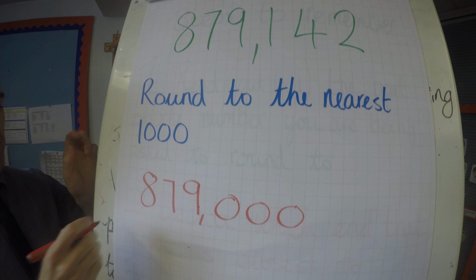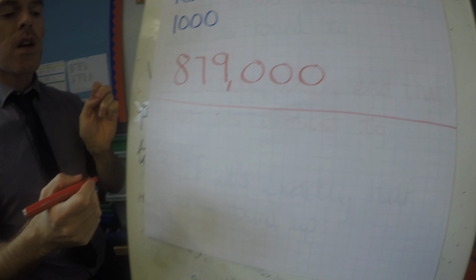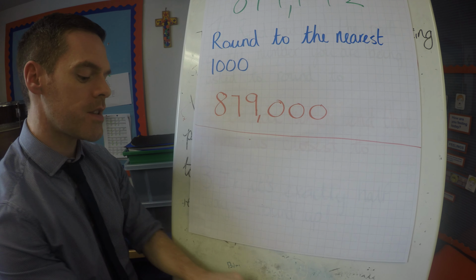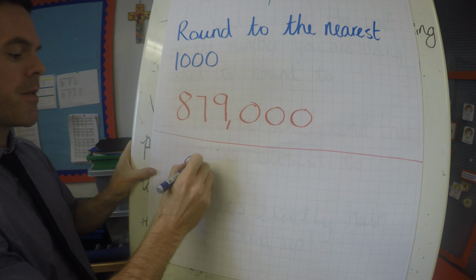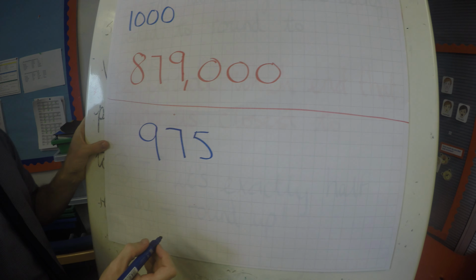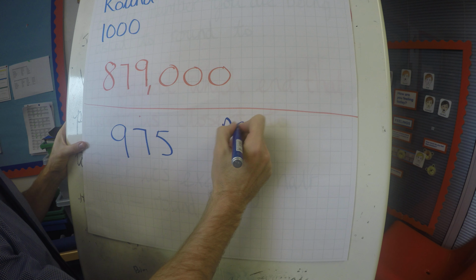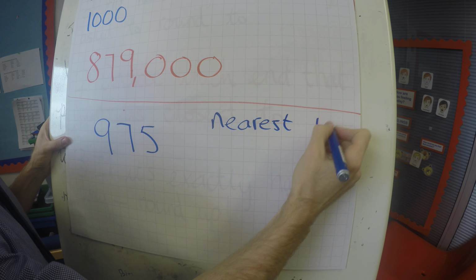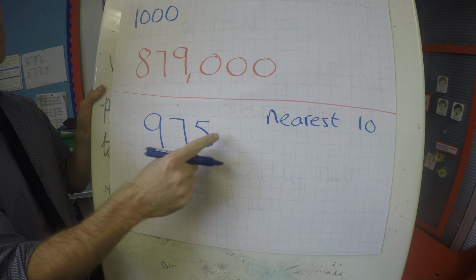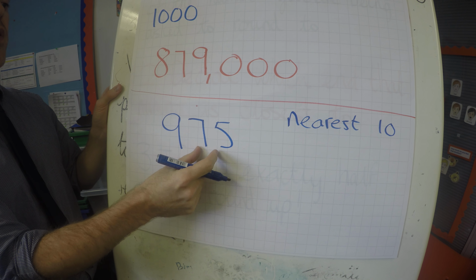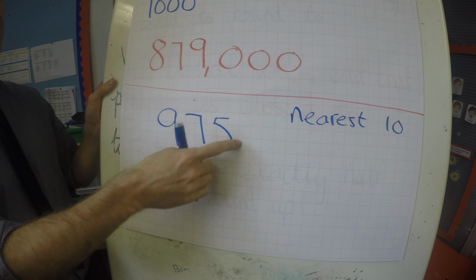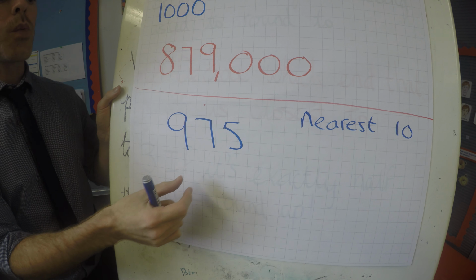Now I'm going to show you one more thing before we finish off. Sometimes numbers lie exactly halfway. So for example, if I had this number, 975, and I was asked to round this number to the nearest 10, again I'd follow my 3 steps. I'm rounding it to the nearest 10, so I'm looking at the tens column onwards: 75. I think about the next 10 up, which is 80, and the previous 10 down, which is 70, and I decide which one it's closest to.